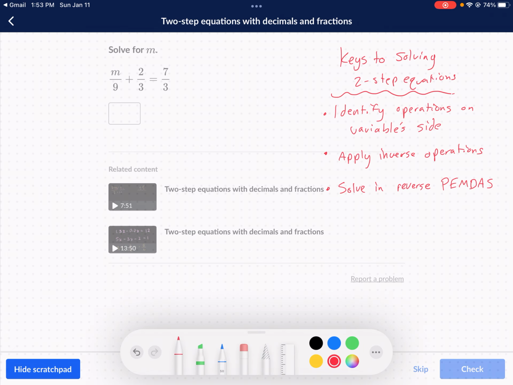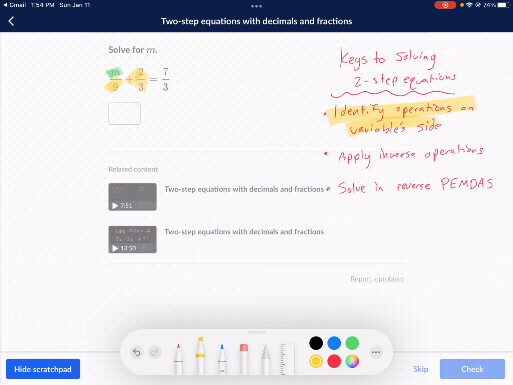There's a couple keys here. Step one, we want to identify operations on the variable side. If we're looking at m here, that's our variable, and we see that we have division, dividing by 9, and then we also have addition. We're adding 2/3. That's it. So that's the important thing. We've already identified what's happening on the variable side.